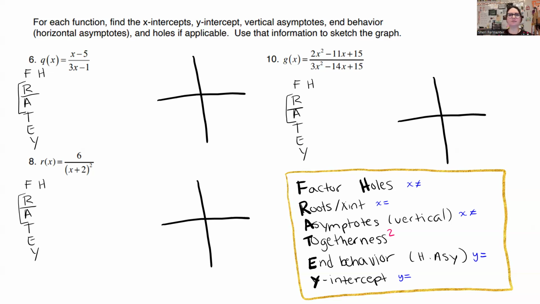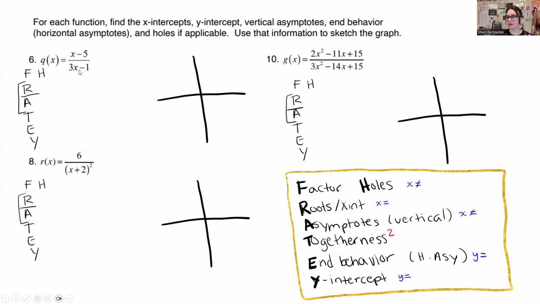Okay, did y'all write this down? So this is just to help you keep things nice and organized and help make sure that you're finding all the pieces that are important before you graph. And so first, are you factored? Are there any holes? So looking at my first equation, is it factored?